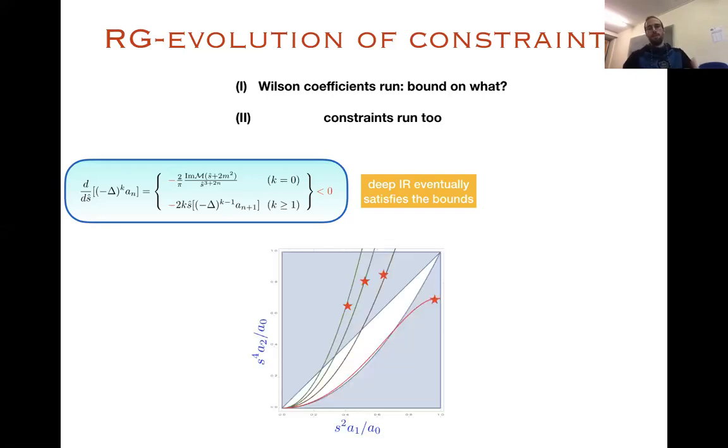So this is represented in this picture. Suppose you have in the UV some theory that seems inconsistent and lives in the wrong region here, but you let the coefficients run sufficiently long. For example, if the mass of your theory is sufficiently small relative to the cutoff of the theory, they will all be attracted to the origin, inside the allowed region, because of this reason.